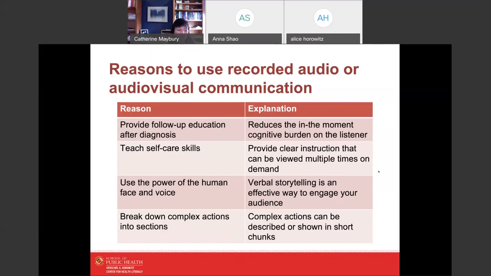We can also use videos to record a one-time task. So let's say I want to teach somebody how to properly brush their teeth. We can tell them how to do that, or a better way might be a 1 or 1.5 minute video that demonstrates proper toothbrushing so that they remember it.